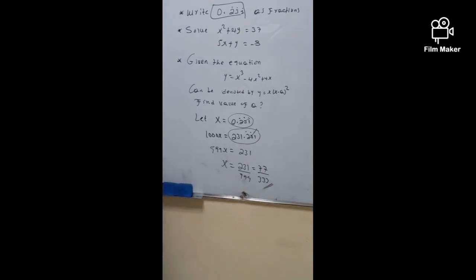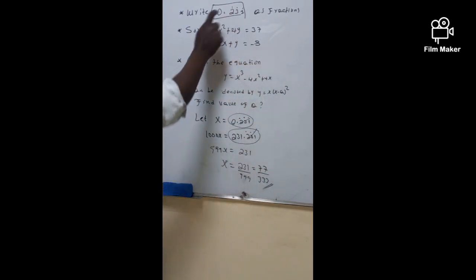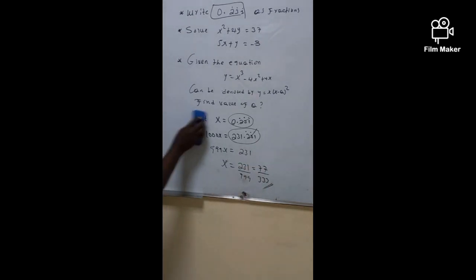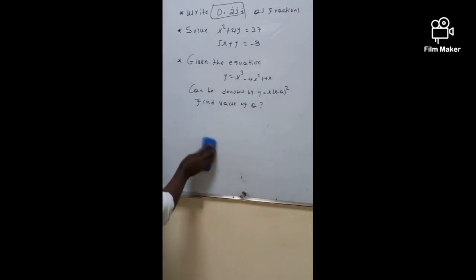So let's leave it like this. This is the equivalent fractional representation of the recurring decimal. If you want to simplify further, we can. So this is the way we do the first problem.